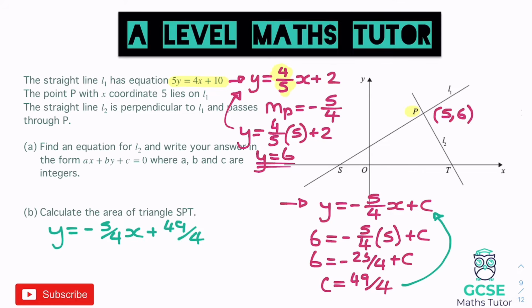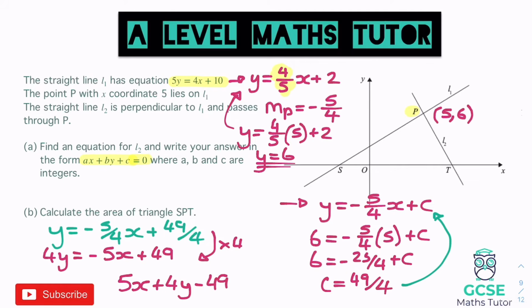And obviously it wants it in that form there, like our previous questions, ax plus by plus c equals 0. So we're going to want to eliminate these denominators by timesing everything by 4. So times everything by 4, and we get 4y equals negative 5x plus 49. And again, we just want to move everything over to the left. So if we add 5x over, we get 5x plus 4y, and then minus 49, and that all equals 0. And there we go, there's the equation of our line. So there's part A, we've got the equation of our line in the form that they're asking for. Let's have a look at part B.